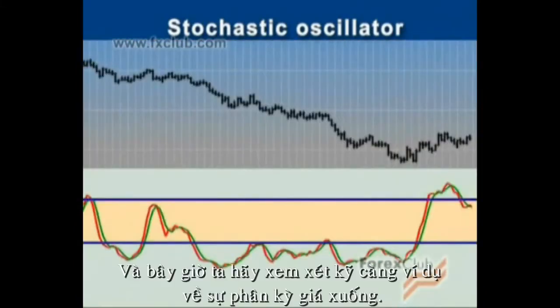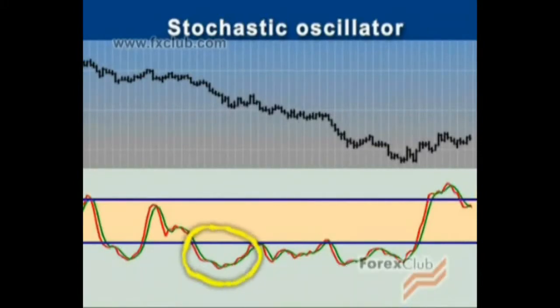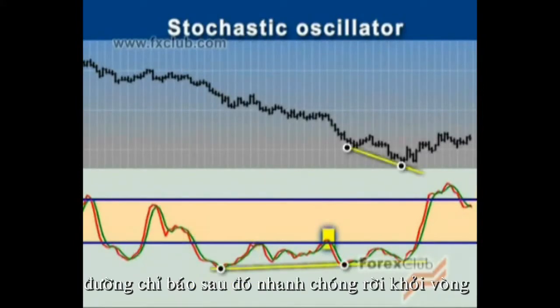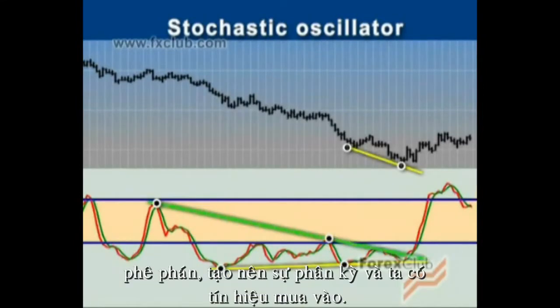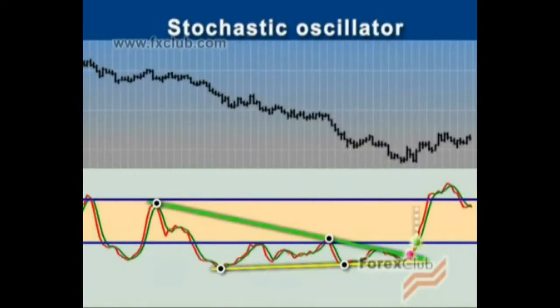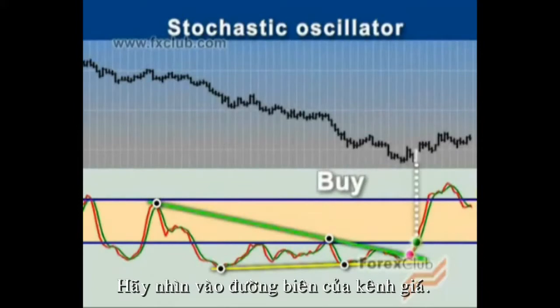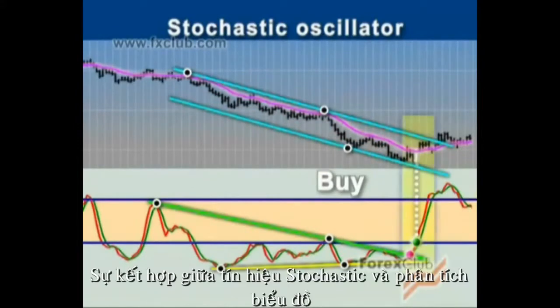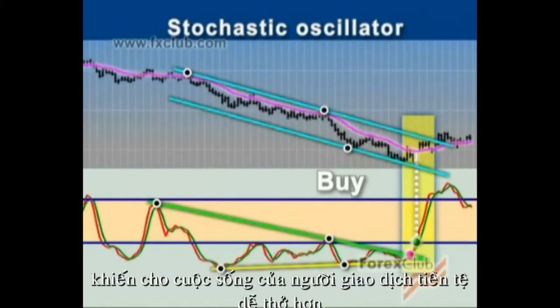And now let's examine an example of a bearish divergence. We have a typical entrance into the critical zone. The indicator then leaves the zone briefly, and there's the divergence and the buy signal. Let's just take a look at the lines that form the borders of the price channel. The combination of stochastic signals and chart analysis makes the trader's life easier.